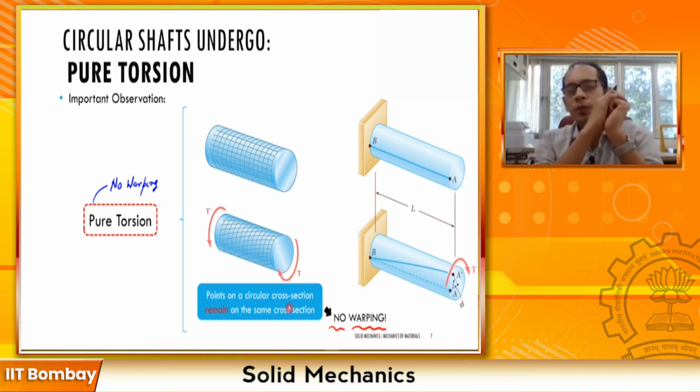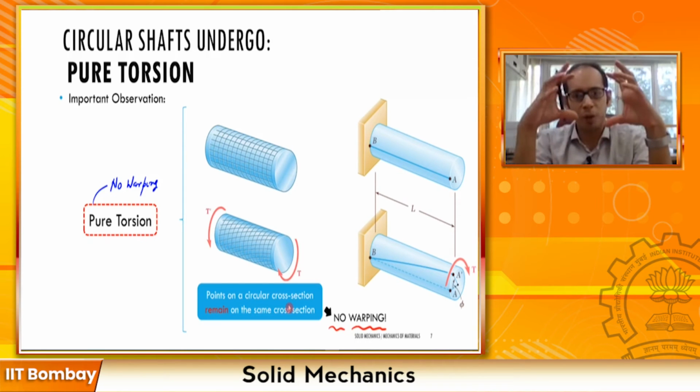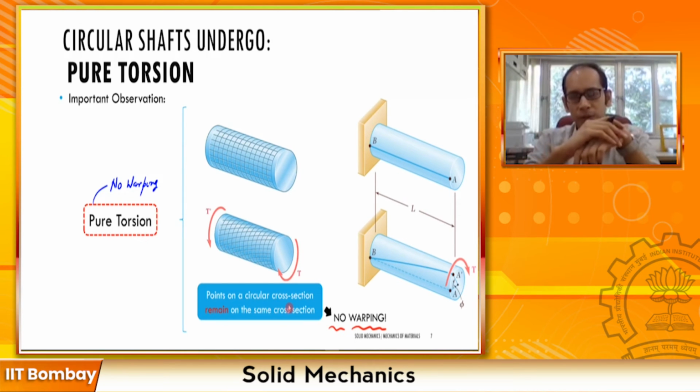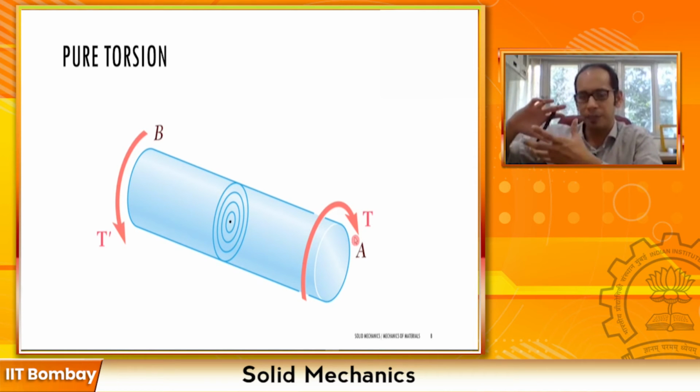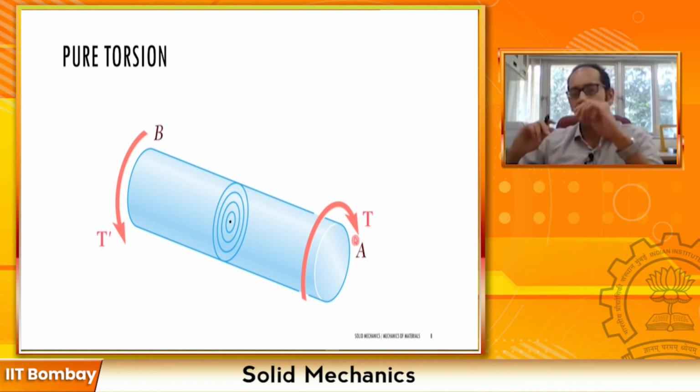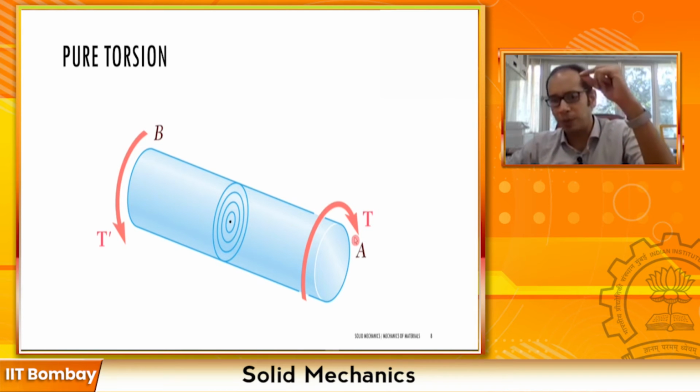Now I want to draw your attention to again how these points are moving. As I said, the points on the cross section remain on the same cross section which are there. So if in this circular member, if say I take these concentric circles, right? So suppose here is my central point. So this is my central point over here, and say I've applied the torque, and whatever was my point A has moved to A prime, another point B has moved to B prime, and so on.